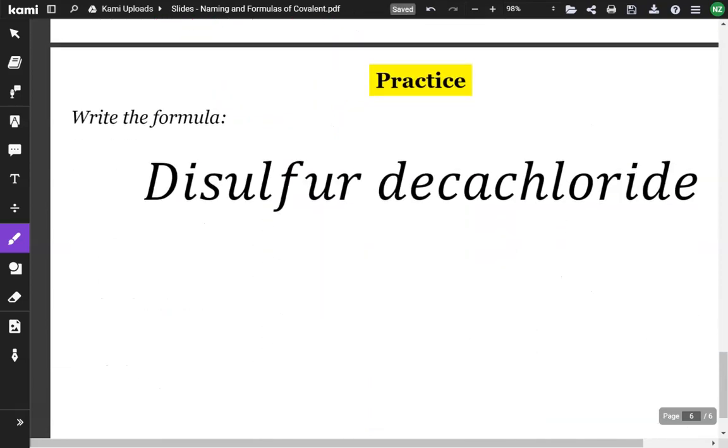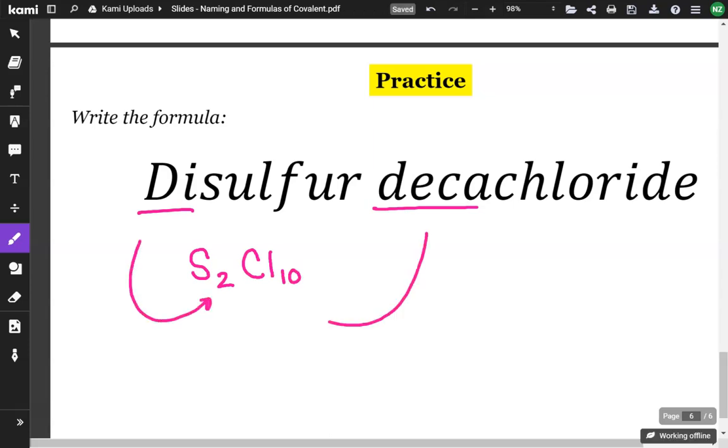All right, last one. Disulfur decachloride. Di is 2, so we'll have 2 sulfurs. Deca is 10, and chlorine is just Cl. So di becomes 2, deca becomes 10.